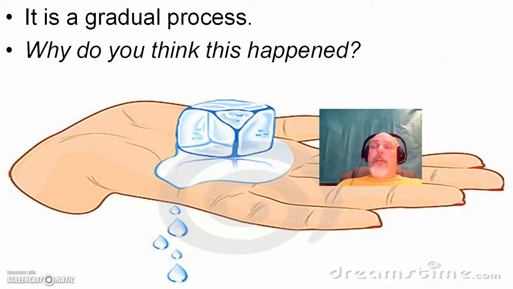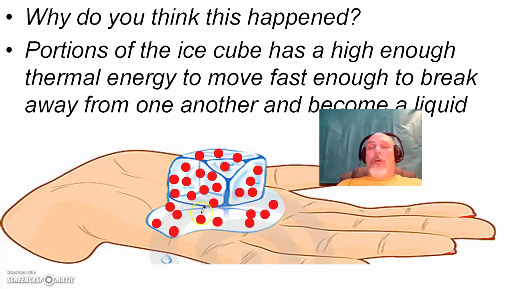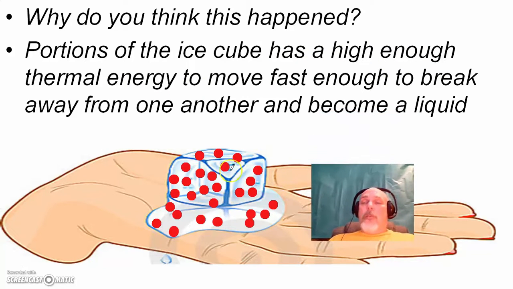And we could see that as a gradual process. Why is this a gradual process? Why doesn't it just happen instantly where the ice becomes a big puddle of water, or this becomes softer or anything like that? Let's think about that. Well, here you have all these particles in here, and portions of the ice cube may have a high enough thermal energy to move fast enough to break away from one another and to become a liquid.